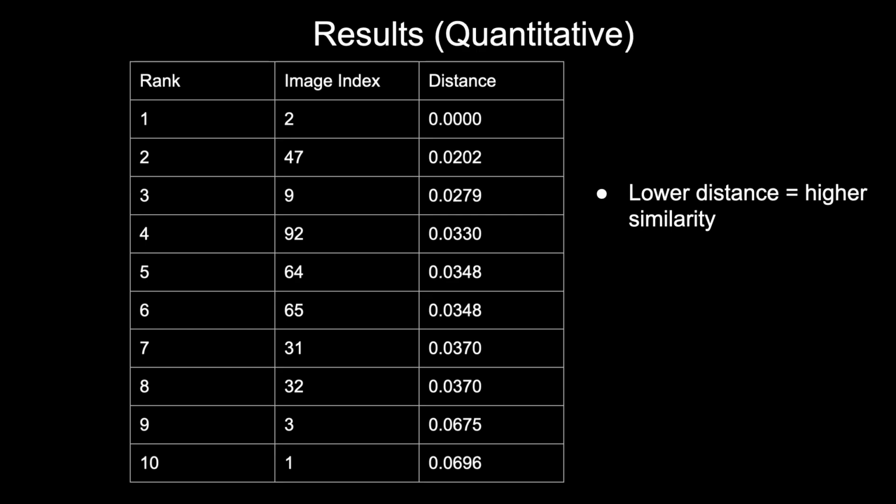This confirms that the system ranks images in a meaningful way. Images at the top are more similar to the query than those further down. Although we did not have ground truth labels to compute metrics like precision and recall, this quantitative analysis supports the qualitative results.